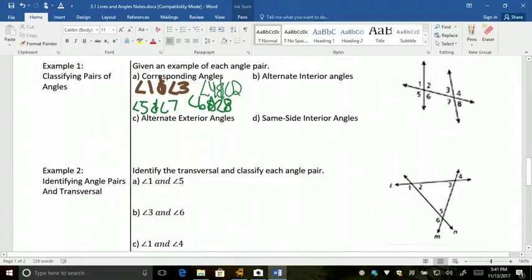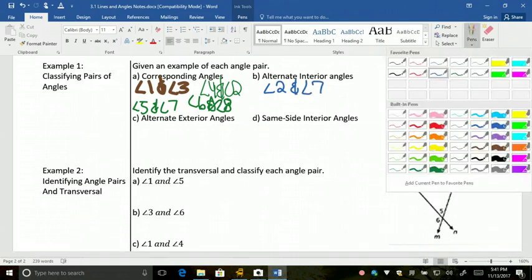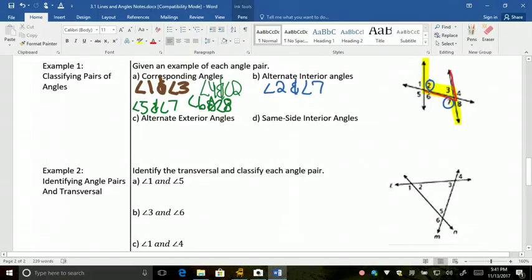All right, for alternate interior angles, the alternate interior angles make the letter Z, and they're inside. So the angles that are inside are 2 and 7. And then the other set of alternate interior angles that make the Z are 3 and 6. So you could have had either one of those and had a correct answer.